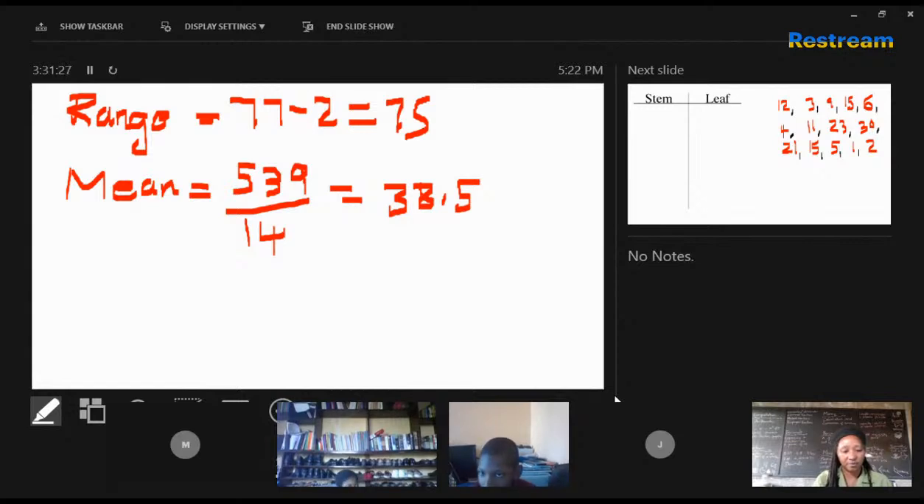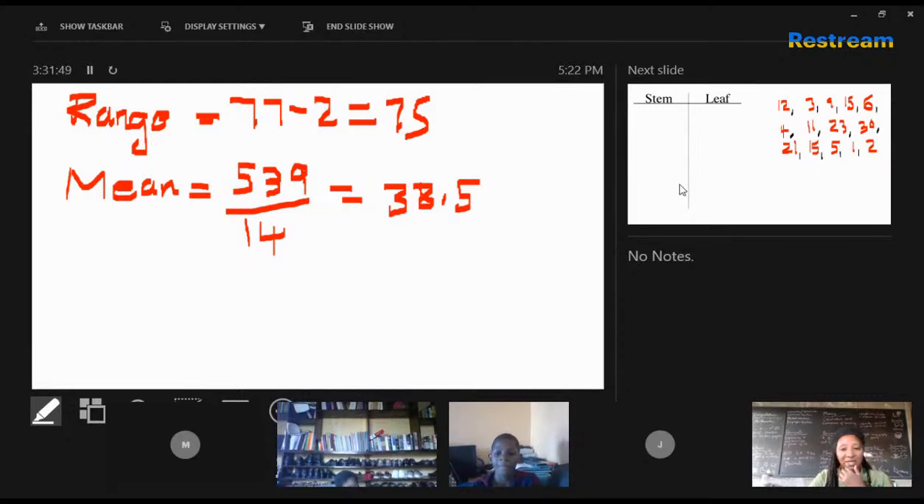The range, which is normally the easiest, is the difference between the smallest number and the largest number. And what's the mean or the average? When you add up all the numbers and divide by the amount of numbers there are. Excellent.